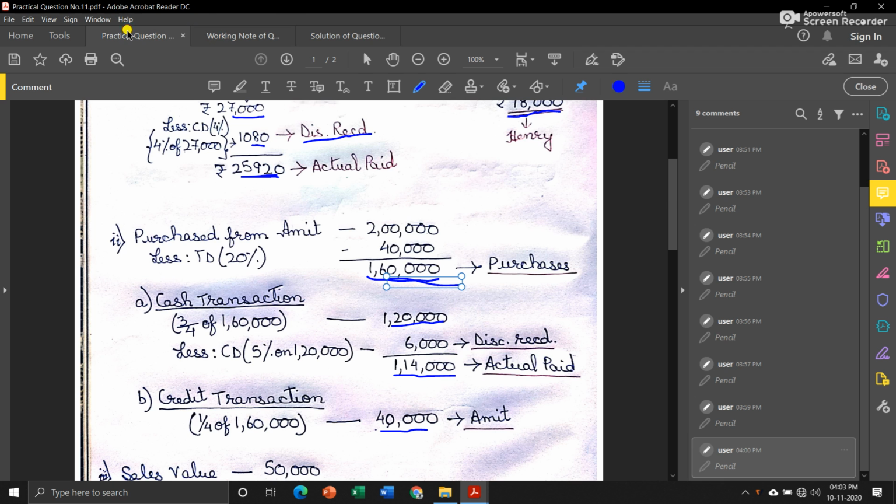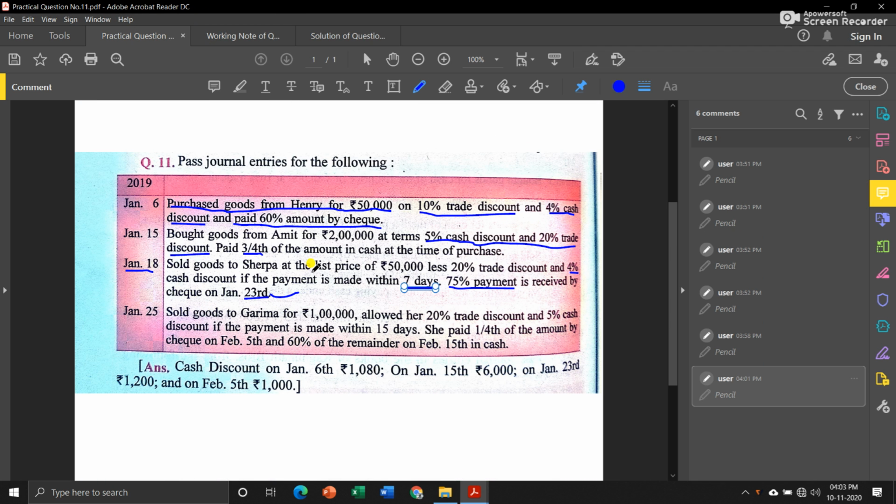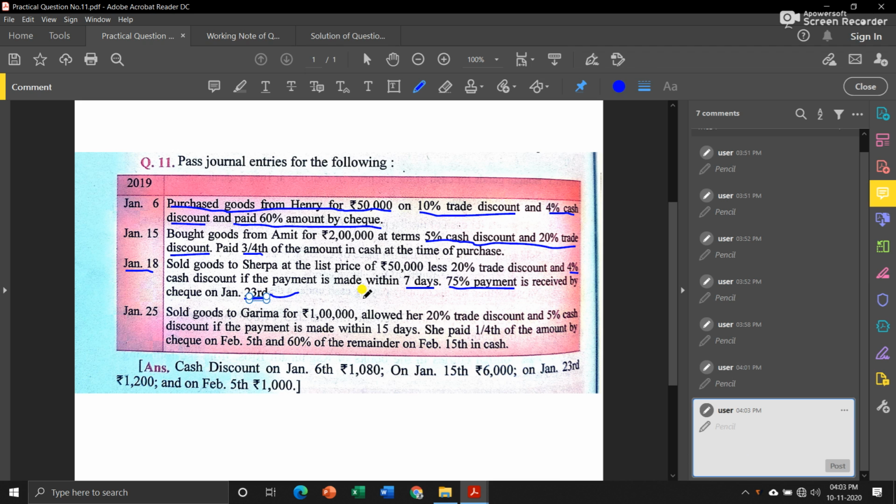Now when we see within this transaction, we will see that on January 18 we sold goods. That means one transaction took place on January 18. Then another transaction took place on January 23rd. That means we received money on that date, so we have to pass another journal entry on 23rd January. But for making that journal entry, first we have to see the working note. Be very careful while calculating this kind of question because it is a little bit lengthy, but if you understand the concept clearly, then it is very easy for you to score full marks in this kind of question.